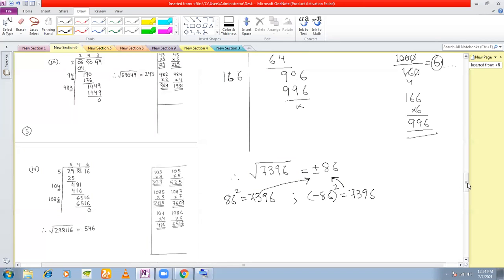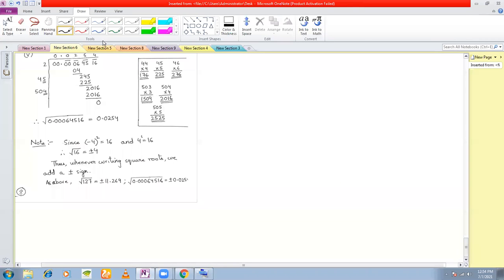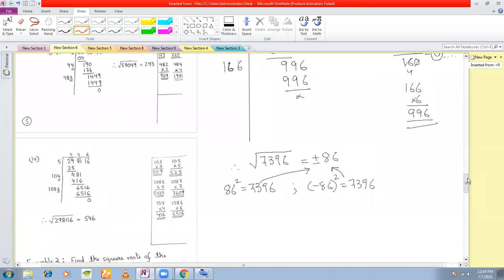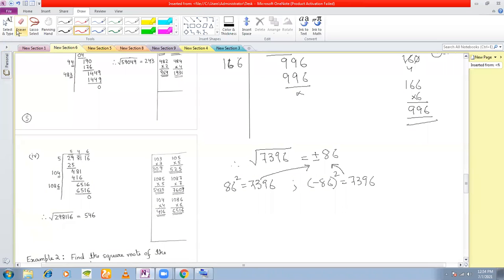I have given a note here at the end. Okay, read this note. You have to write a plus or minus sign when you are taking a square root. Okay, sir. Thank you, sir.